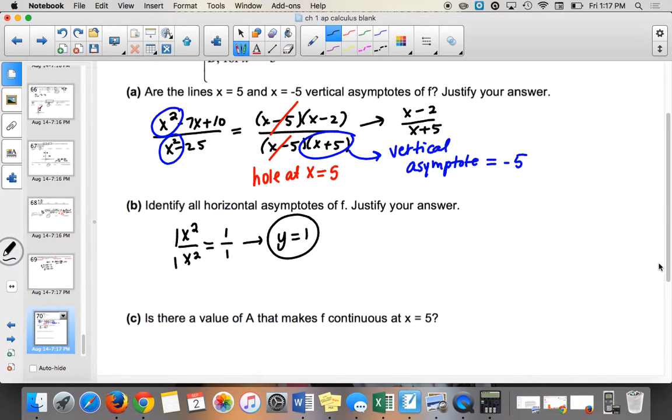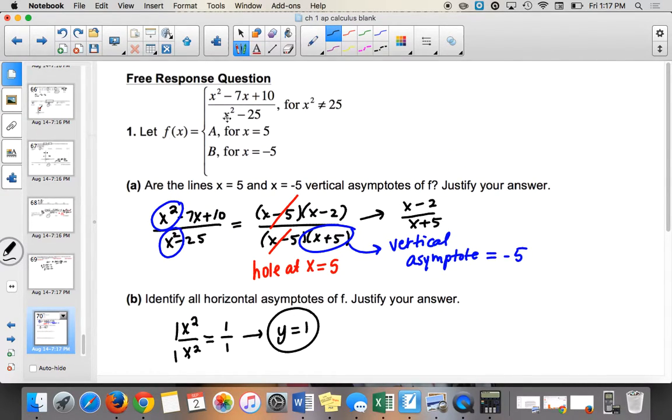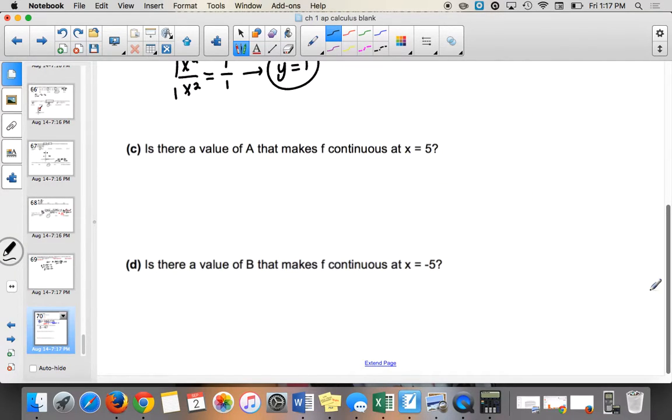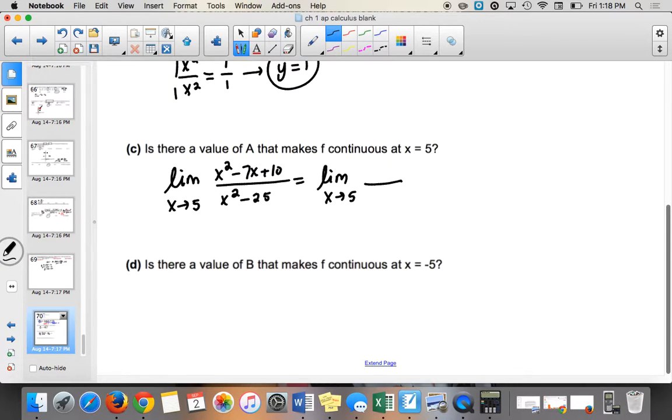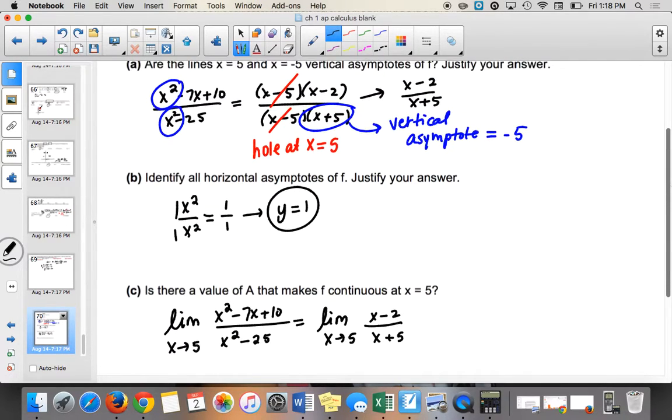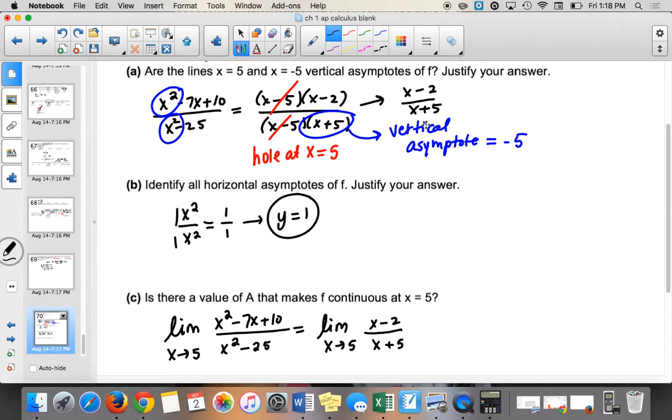All right, C. Is there a value of A that makes f continuous at x equals 5? Okay, so if we're going to plug in 5, I can't really plug in 5 to the top one, can I? So that's when you write your limit definition. We say the limit as x goes to 5 of x squared minus 7x plus 10, all over x squared minus 25. And we had already factored that. It's x minus 2 over x plus 5.